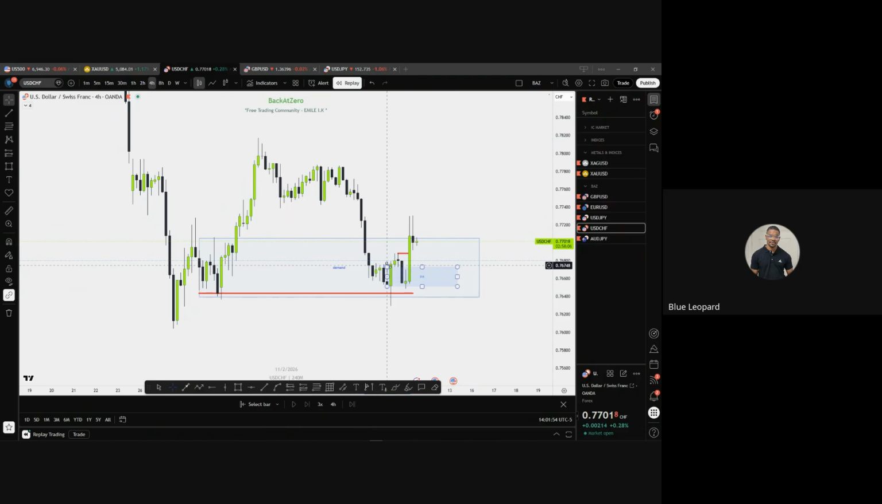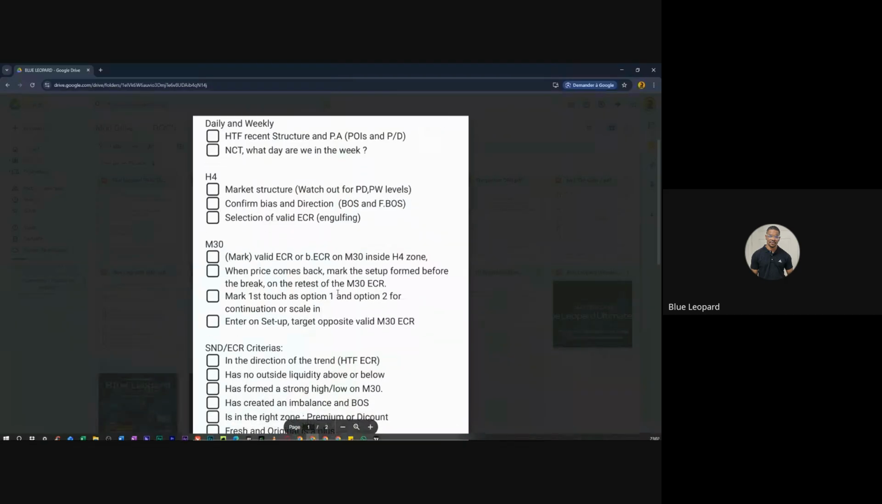You need to choose the one that broke structure, the one that pushed price out of the daily zone. When you find the one that pushed price out of the daily zone, you have the perfect engulfment. You could have taken this one as well. It's also an engulfment. There's no mistake. It's okay. It's perfect. But I prefer to take the one that swept and created this reaction. So select the valid engulfment. Let's go now on M30.